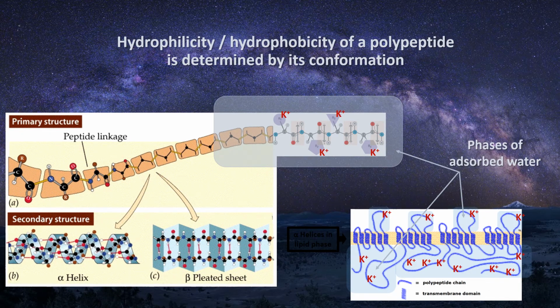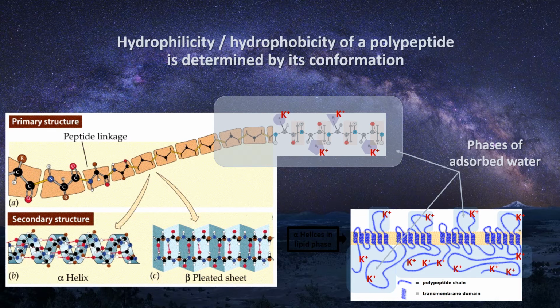This slide shows that the adsorbed water phase can be formed only on those regions of a protein that are free from secondary structures. In the secondary structures, peptide functional groups are involved in intramolecular linkage and are not available for interaction with water. Therefore, secondary structures have a hydrophobic character.